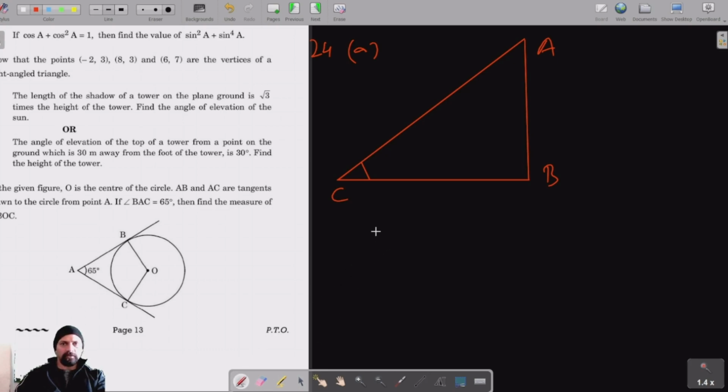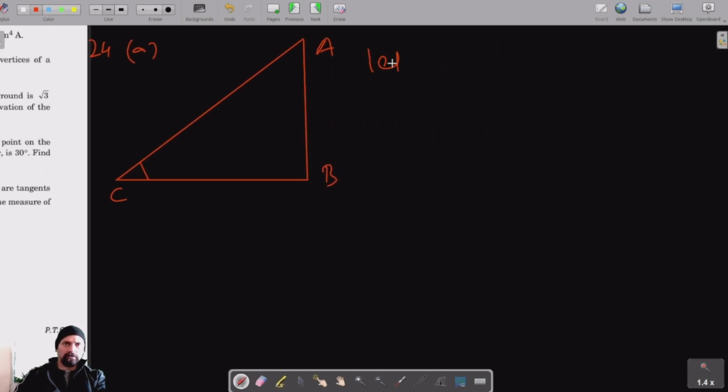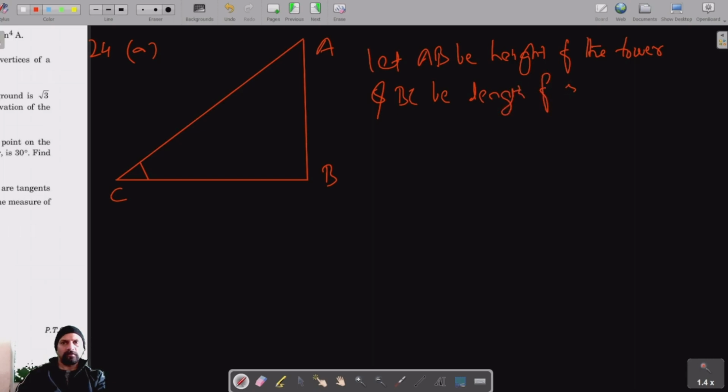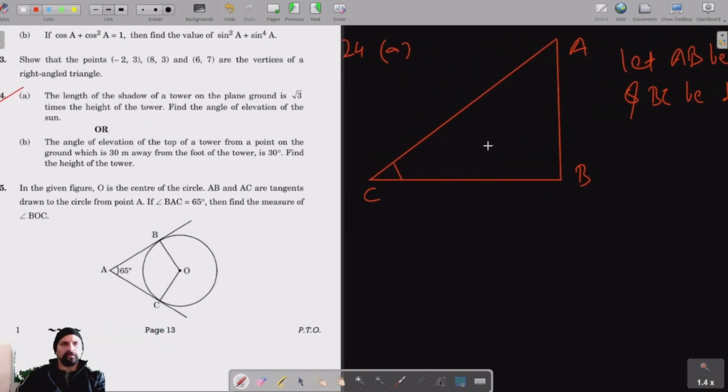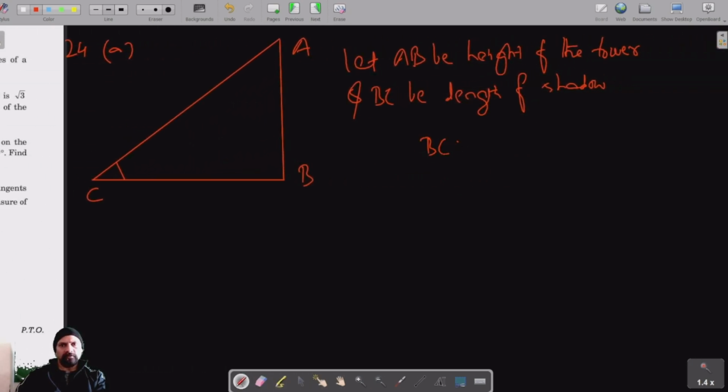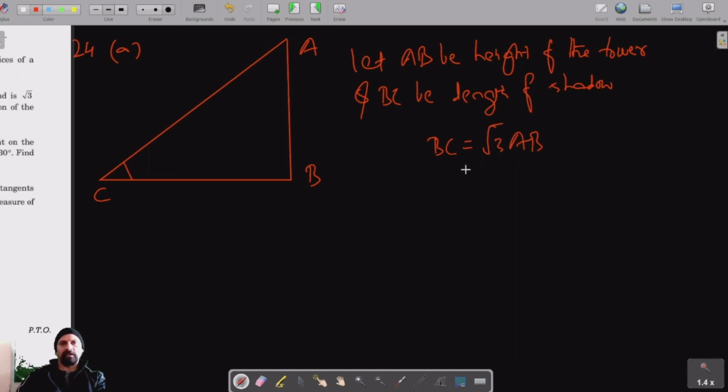Okay, now it's given that the length of the shadow. So let's just write it. Let AB be the height of the tower and BC be the length of the shadow. Now it's given that the length of the shadow, that is BC, is root 3 times the height of the tower, which is AB.